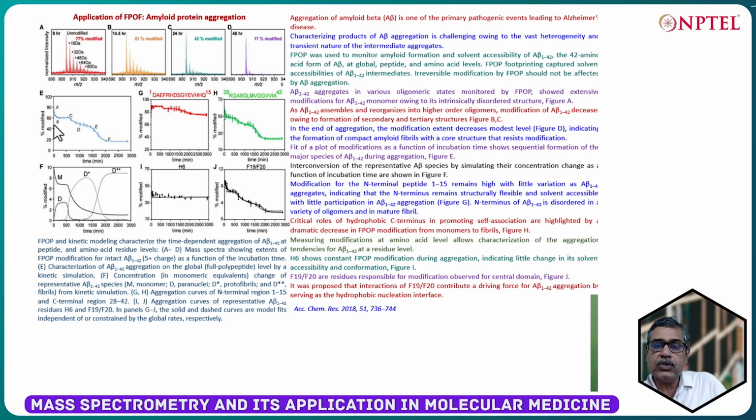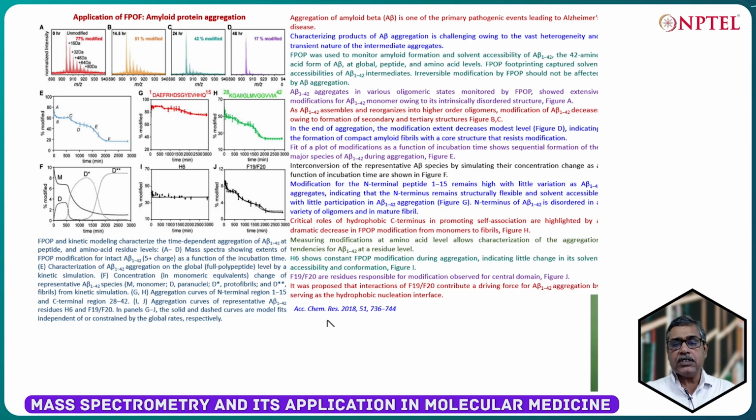So, it basically shows a plot of modifications as a function of incubation time. Different times have been monitored; it is not our work, it is taken from a paper that came in ChemRes in 2018. So, it shows the different types of modifications that are there across different time intervals during the aggregation process of A beta amyloid.